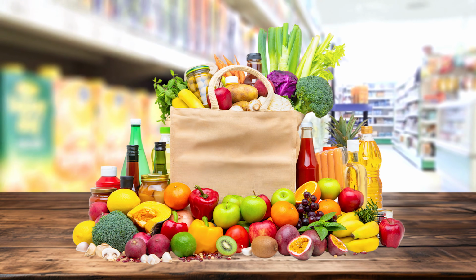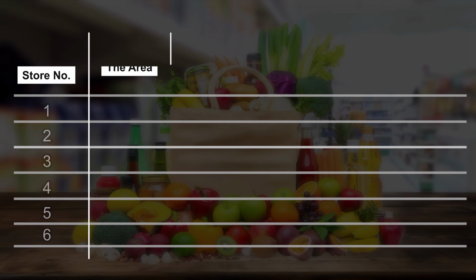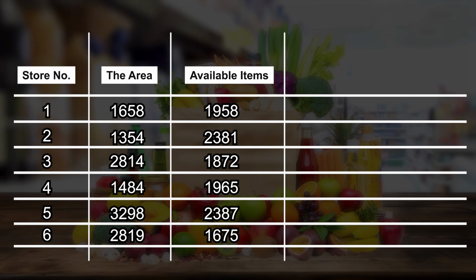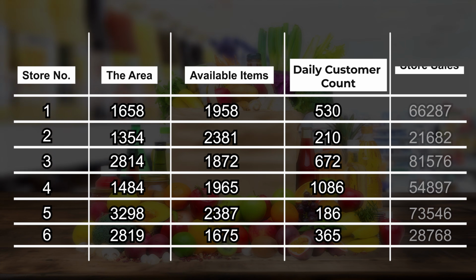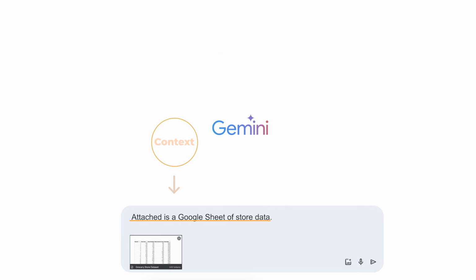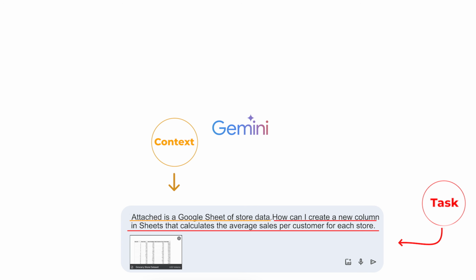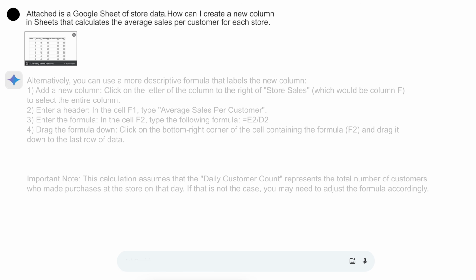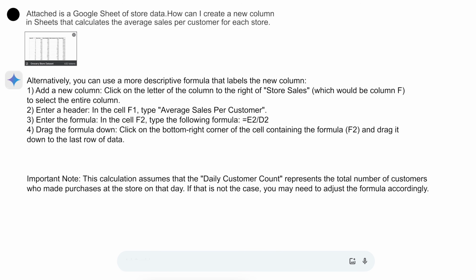The example from the course: say you have a data set for a grocery store chain with information about the store, the area, items that they have available, the daily customer count, and store sales. If you're not very good at Google Sheets or Excel, you might input a prompt like this. Attached is a Google Sheet of store data. How can I create a new column in Sheets that calculates the average sales per customer for each store? It can help teach you specific things like this, and it can actually do more.